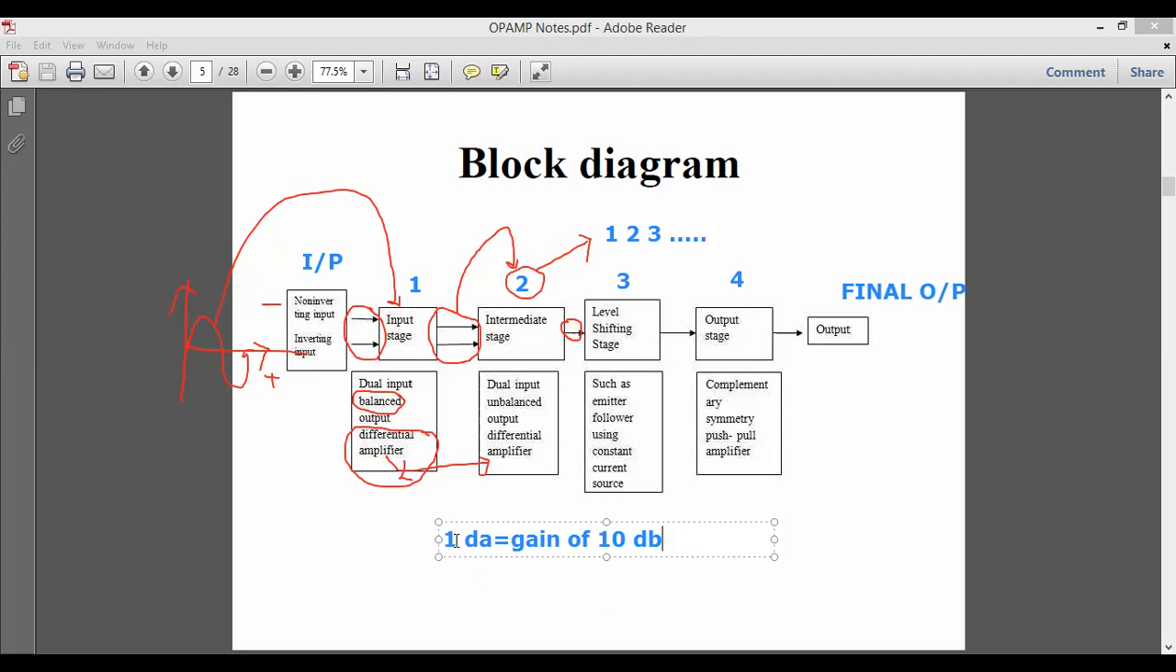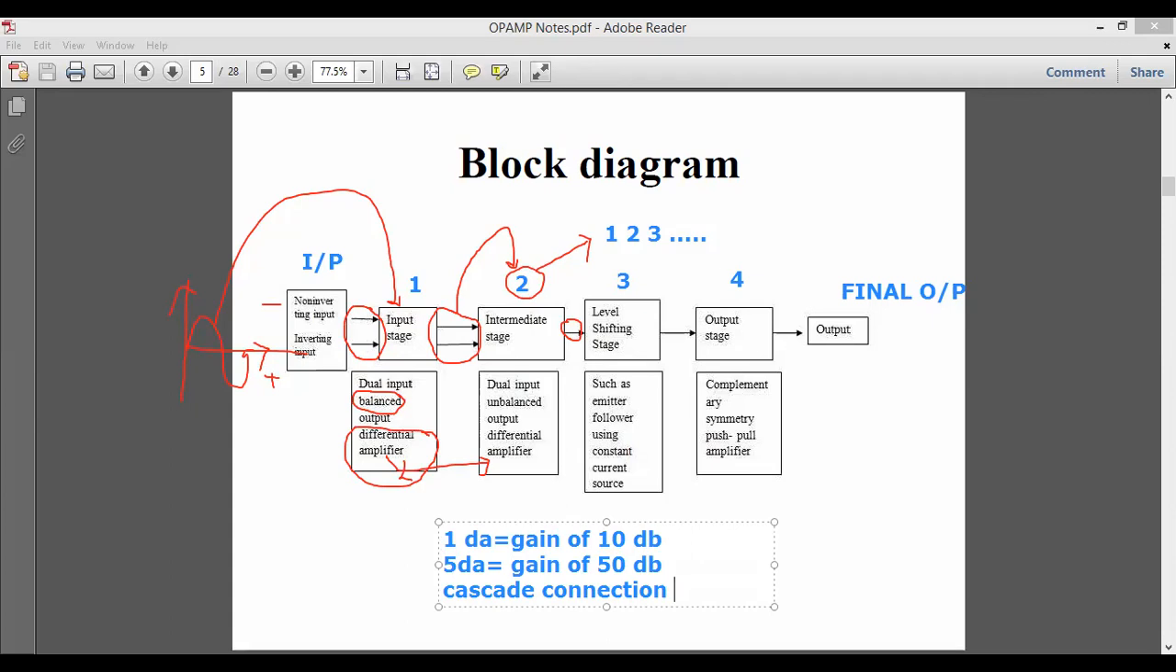So what should I do? If one differential amplifier is giving me 10 dB of gain, then how many give me 50 dB? I require 5 differential amplifiers to give a gain of 50 dB, and all should be connected in series, or a cascade connection is done between each differential amplifier device, right? So that is why we go for intermediate stages.